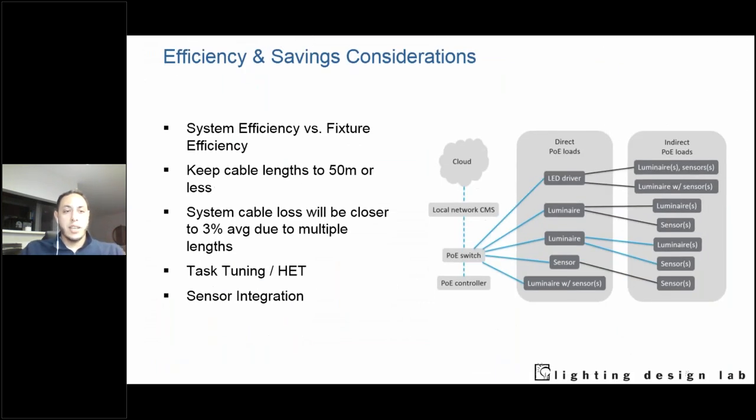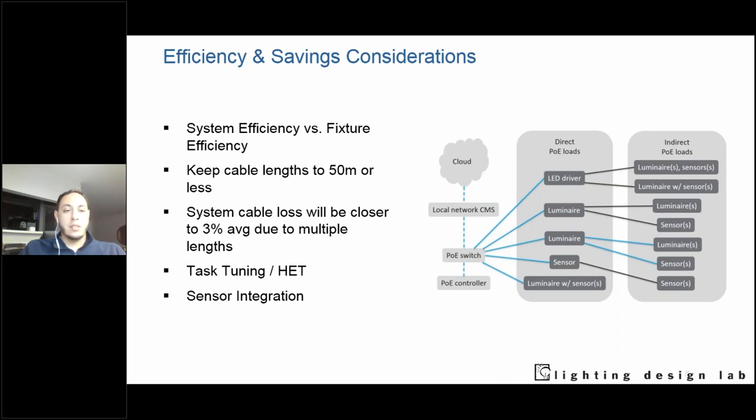Some considerations when it comes to PoE efficiency and savings. There is a power consideration on how you measure the PoE lighting power. You need to understand that it's not necessarily just the fixture's power, but you need to do the calculation at the power sourcing device itself, at the PSE switch. Again, as I mentioned before, the strong recommendation is to keep your cable lengths to 50 meters or shorter. You'll see a 5% loss or a bit more if you keep them longer than 50 meters.